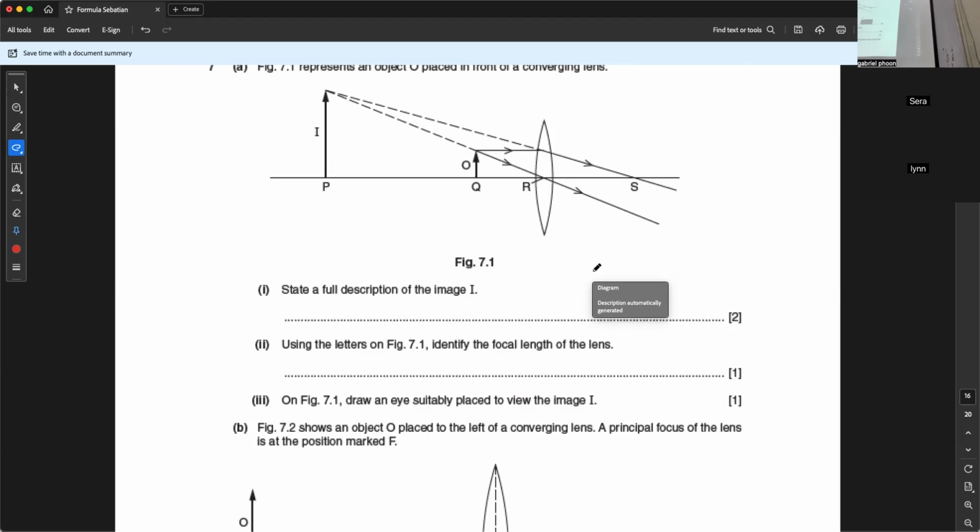No, wrong. Why? Because focal length is always from the optical center, which is represented by R, to S, which is known as the focal point. So it's R to S, just RS.